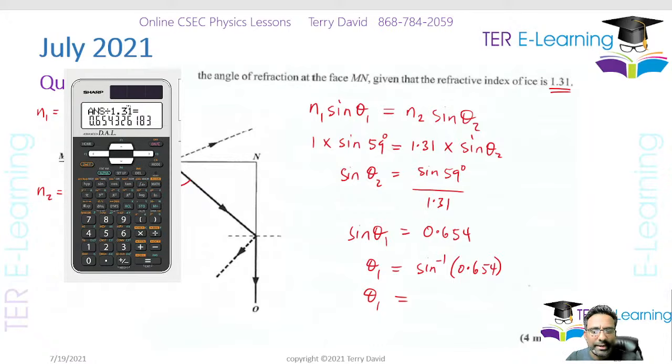Let's pull back that calculator here. All you need to do is find second function sine, and you're going to get 40.9 degrees. So 40.9 degrees is my angle here. Let's move that calculator out of the way.